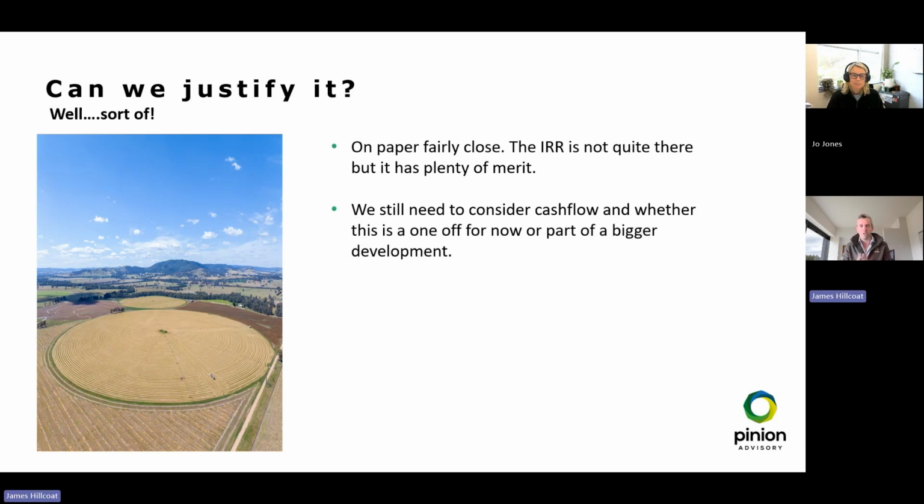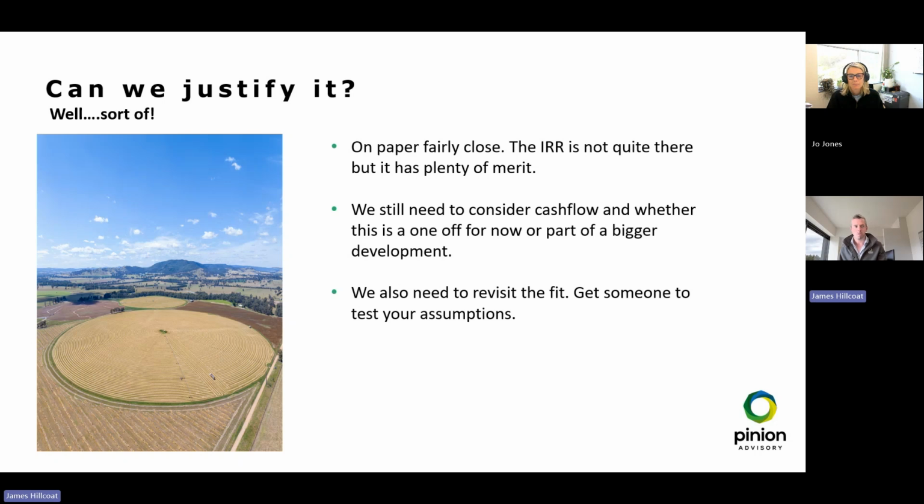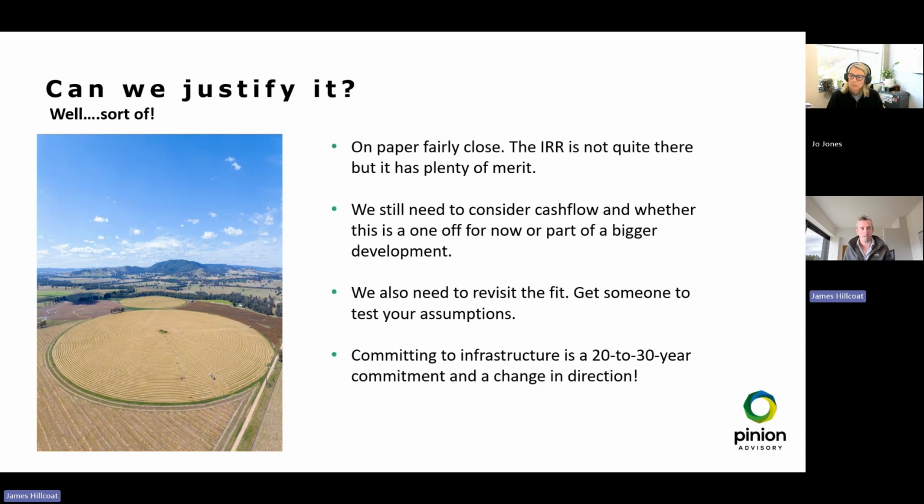Is it just a one thing, or are we stepping it out? So we need to have a think about that. We also need to revisit the fit. Are we happy with the assumptions that we've used, and getting someone to overlay that, working back the economics of it? Again, it's a big change, so it's worth putting a bit more homework into.